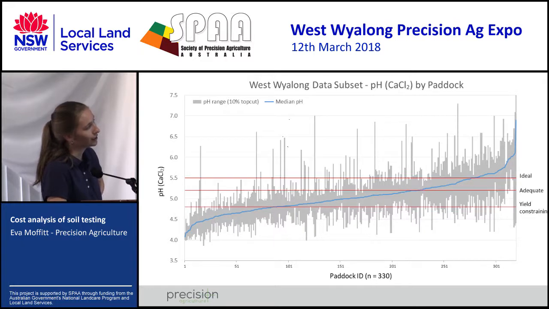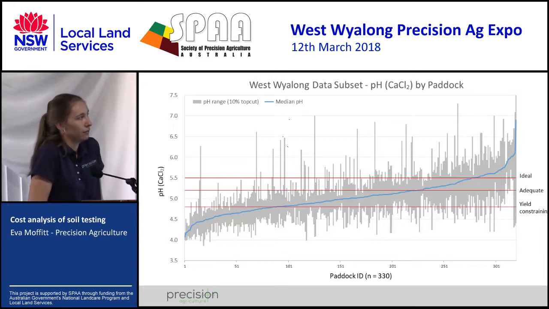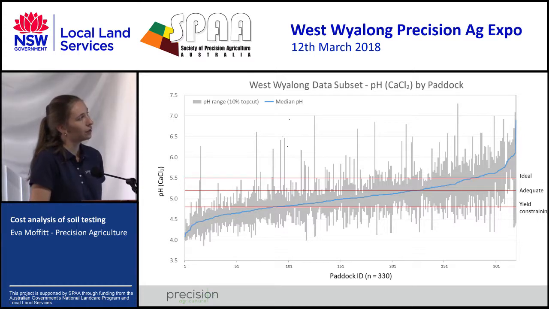So I've just put some lines in there to make it a bit easier to interpret. The bottom one is yield constraining, so that's at 4.8. Anything below that bottom line is potentially yield constraining. So that's yield that isn't on the table because we can't access it because of soil pH issues. Anything above the middle line is adequate, so that's 5.2, and then above 5.5 is ideal, but it doesn't really require liming, so there's no point spending money on any of these areas here.